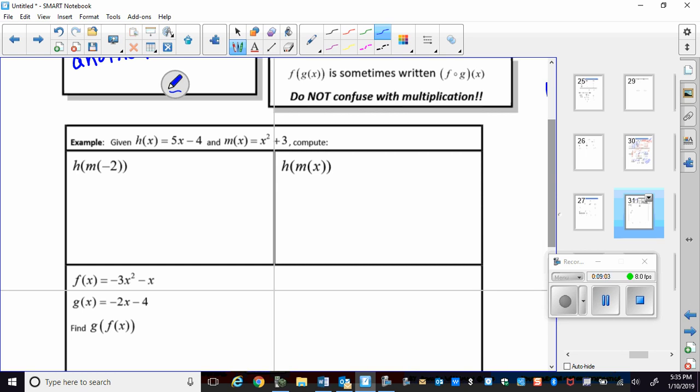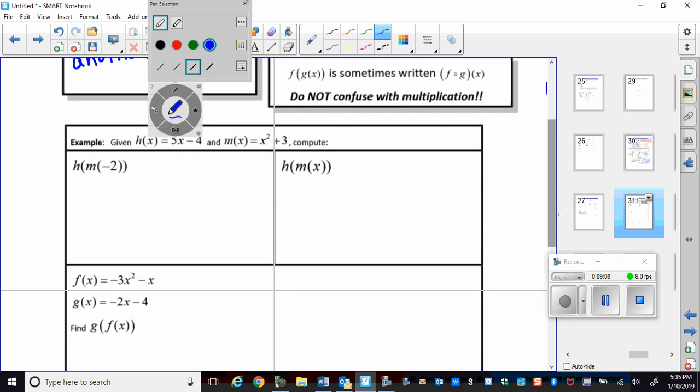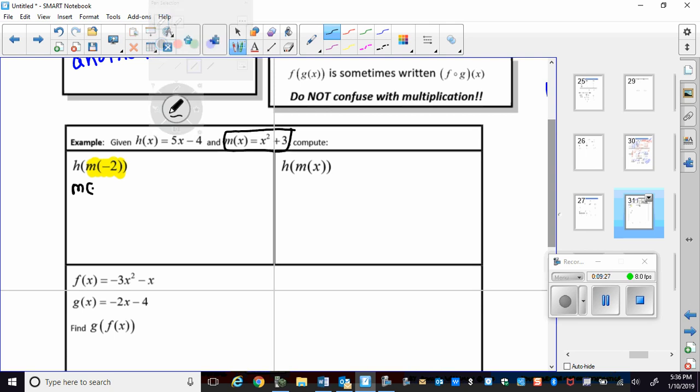We're going to compose h of m of negative 2. First, we're going to focus on this portion of the function, this function right here, and find m of negative 2. So m of negative 2 means that x equals negative 2. We substitute it into the function and get negative 2 squared plus 3.